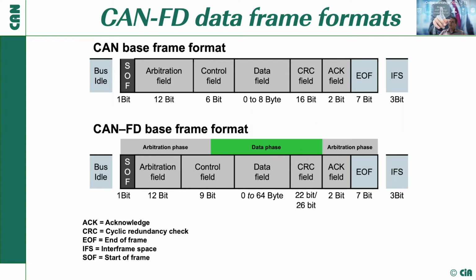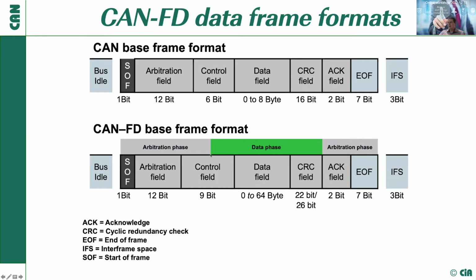CAN-FD and classical CAN are rather similar. They have the very same frame format, the very same bit fields. The bit fields themselves just differ in size. In CAN-FD, we have a control field using 9 bytes instead of the classical 6 bytes. We can transfer up to 64 bytes of data and secure this data with a CRC checksum of a maximum of 21 bits. And finally, we have our acknowledge and the end of frame. So the frame format itself looks identical, and it just differs in the size.